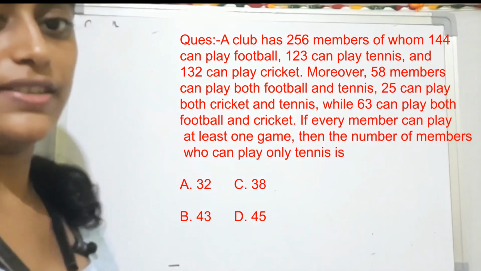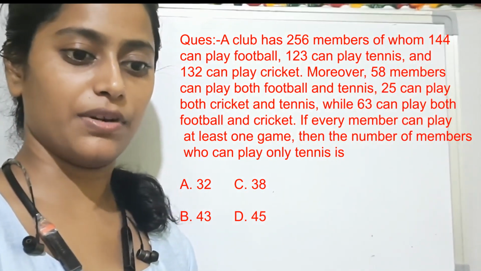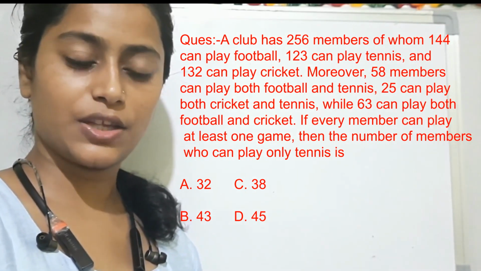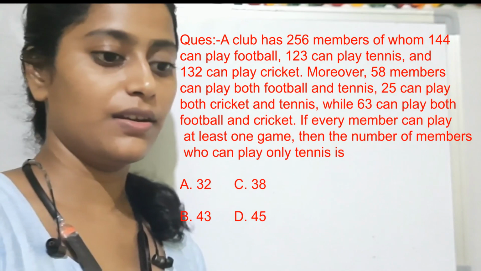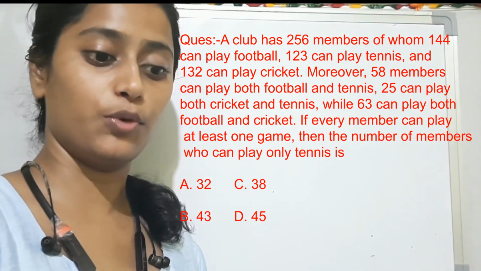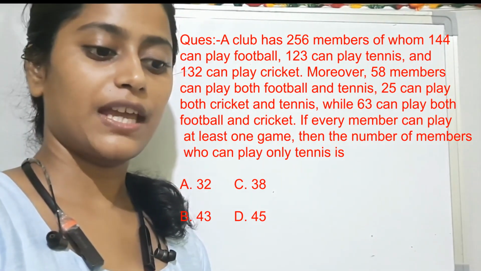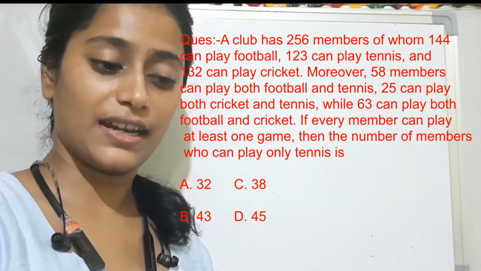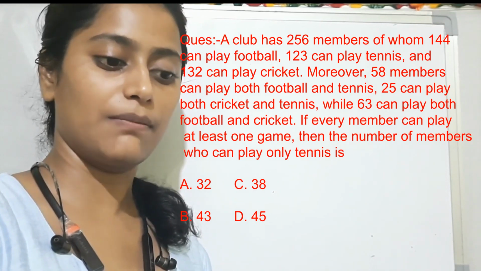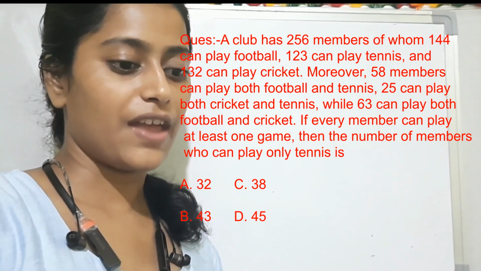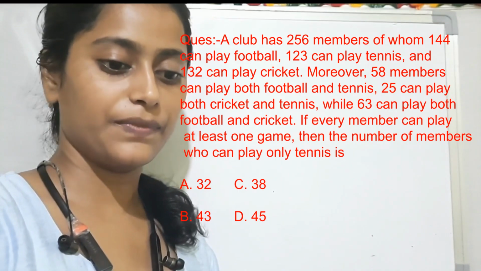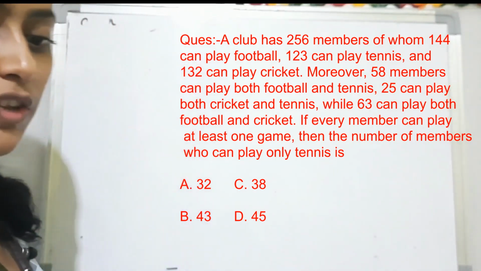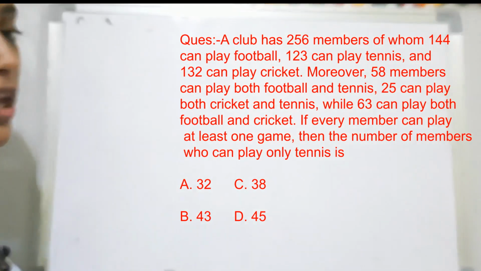The next question says that a club has 256 members, of whom 144 can play football, 123 can play tennis, 132 can play cricket. Moreover, 58 members can play both football and tennis, 25 can play both cricket and tennis, while 63 can play both football and cricket. If every member can play at least one game, then the number of members who can play only tennis is. So in the question we need to find the players who play only tennis.